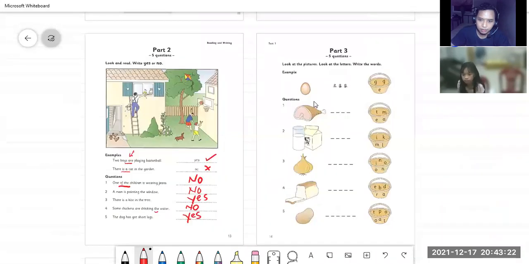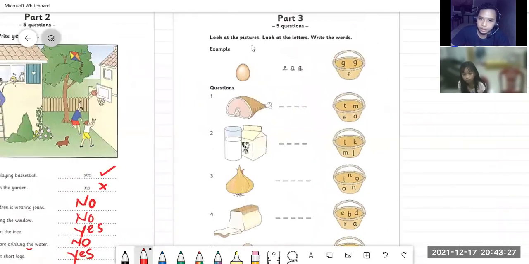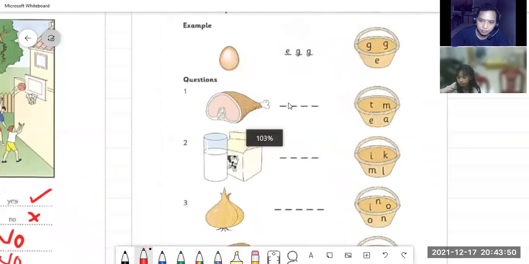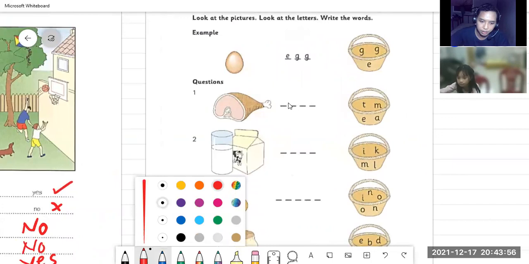Let's move to part three. Okay, look at the pictures and look at the letters. Write the words. Okay, example. Okay, let's write egg. Egg. Okay. What about this? What is this? Meat. Very good. I will write it for you. It is meat.